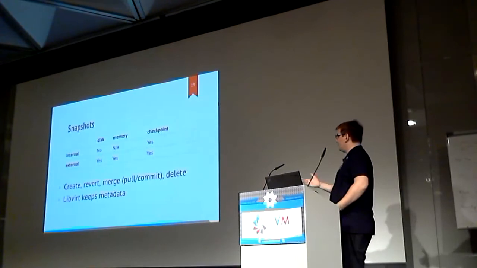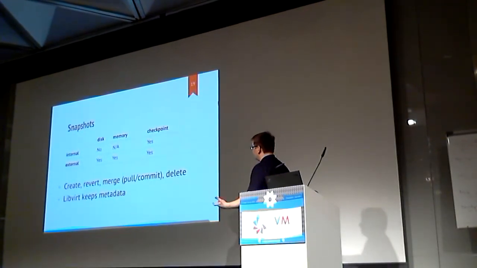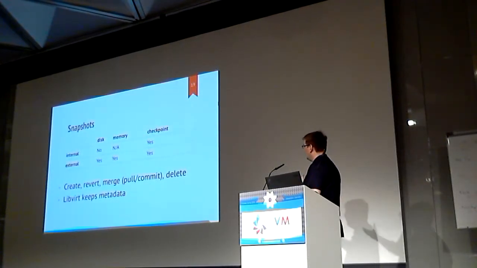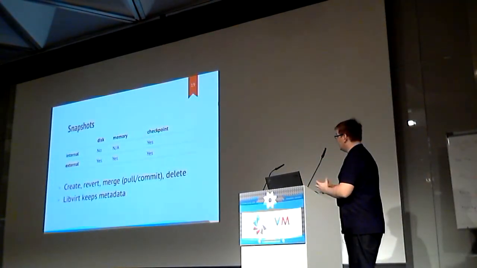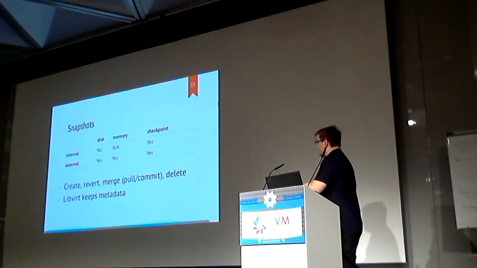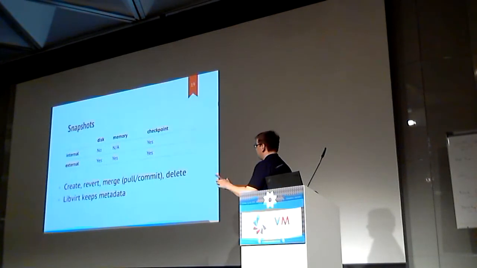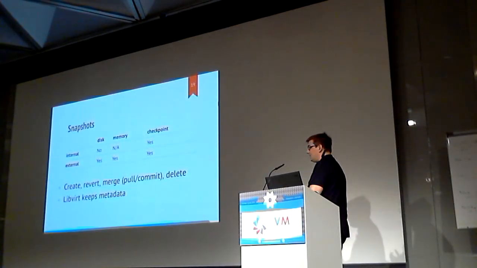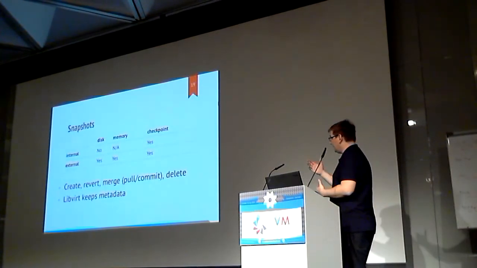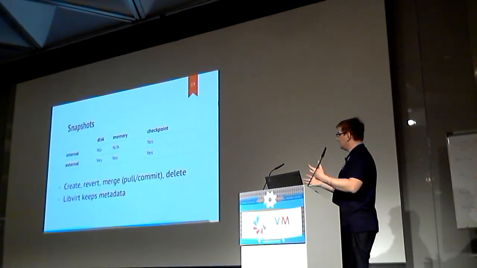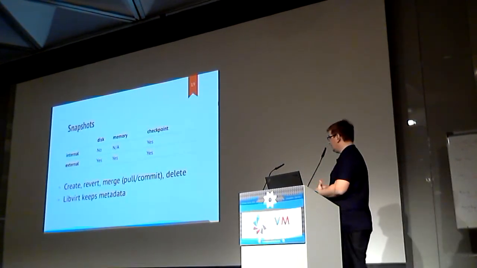Again, with libvirt, you can do all kinds of stuff over these snapshots. You can create them, revert, merge, and even delete. One of the main points here is that libvirt tries to keep the metadata to preserve ABI stability. So if you revert to an older snapshot, the ABI of the guest is preserved.